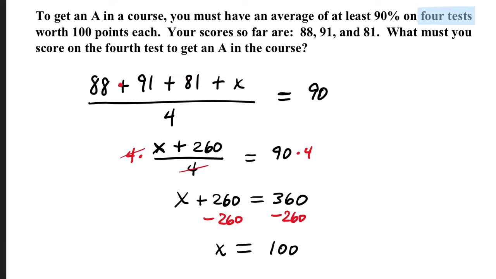Our 3 test scores already have a sum of 260 points. So X plus 260 divided by 4 still needs to be equal to 90. Multiply both sides by 4 to eliminate your fraction. 4 divided by 4 is 1, so that leaves X plus 260. 4 times 90, that's 360. So basically the way to look at it is you need 360 points to maintain at least a 90%. We already have 260 points from the 3 tests. Subtracting that says on the 4th test, we must make 100.